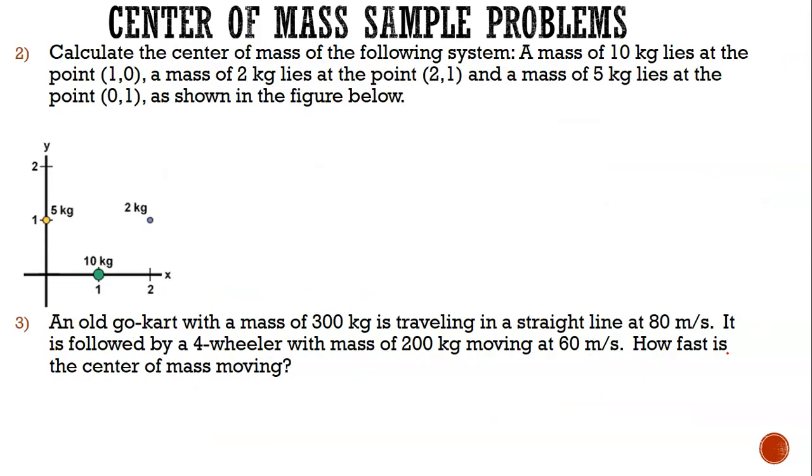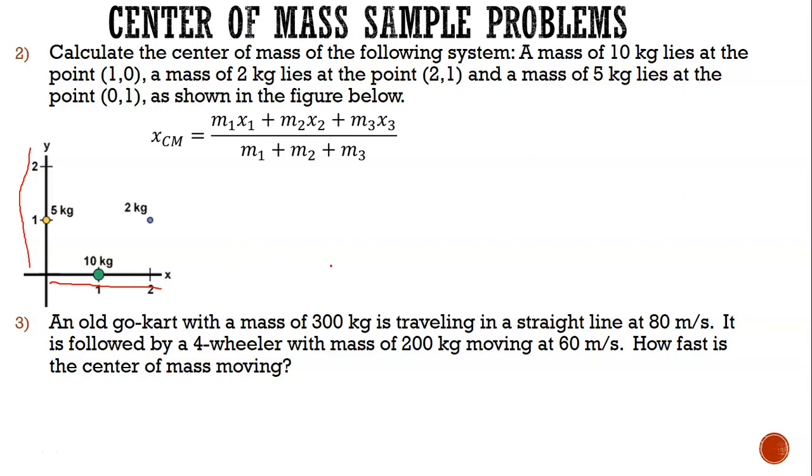All right, I've got 2 more sample problems. So we want to calculate the center of mass of this system here. We've got a mass of 10 kilograms at 1, 0, a mass of 2 kilograms at 2, 1, and a mass of 5 kilograms at 0, 1. So we need to find actually 2 center of masses here. We want to find the center of mass along the x-axis, and we want to find the center of mass along the y-axis. So we can find them separately.